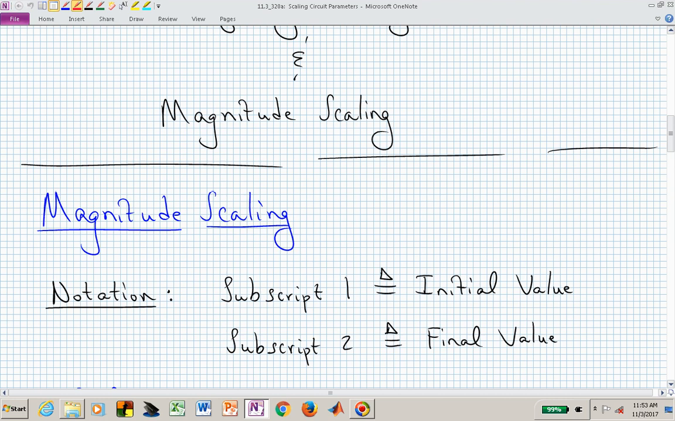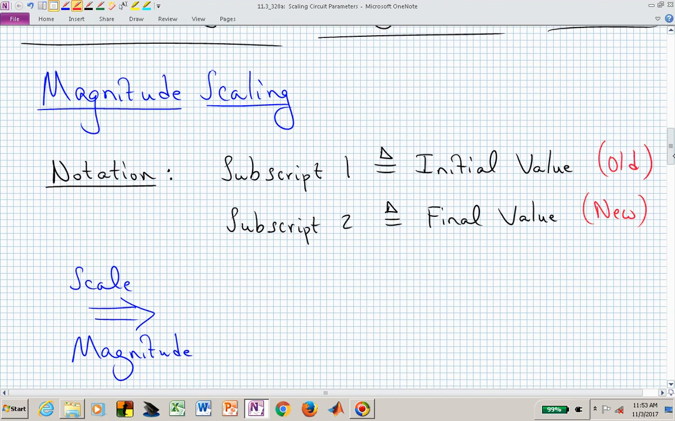This may be a little bit inconsistent, but hopefully I'll stick with this. I'll try to use subscript 1 to mean the initial value, or maybe I will be referring to that as the old value, and subscript 2 is the final value, or the new parameter's value.